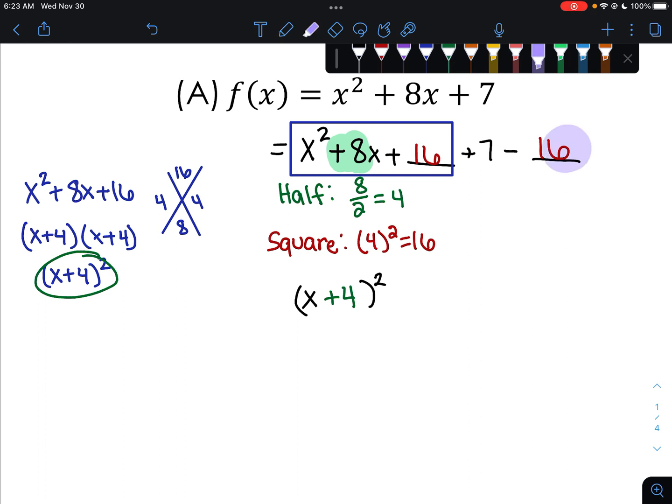Then all you're going to do is take these 2 numbers that are off to the side and add them together. So 7 minus 16 is a negative 9. And this right here is our equation in vertex form. It is the exact same equation we started with, just written in a different form. And that's all we're focusing on in this video.